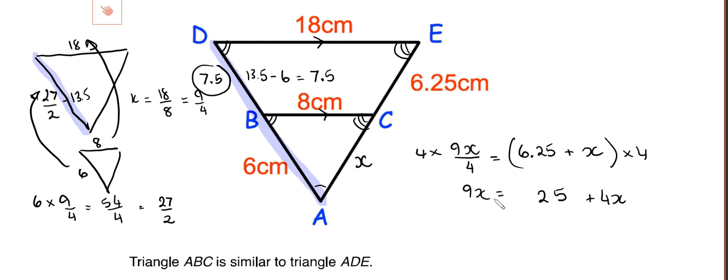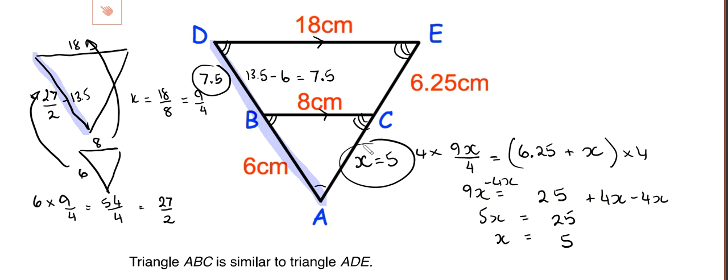25 plus 4x is equal to 9x. What's the next thing? Subtract 4x from both sides. Gives me 5x equals 25. Therefore, 1x must equal 5. Yeah, my answer was a lucky guess.